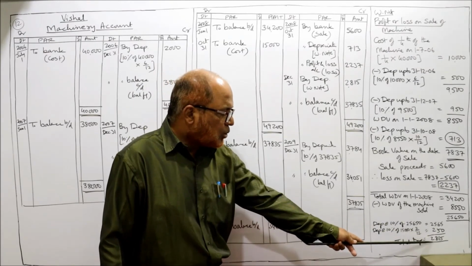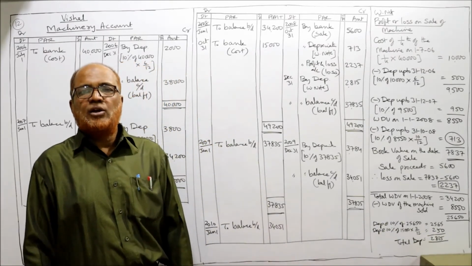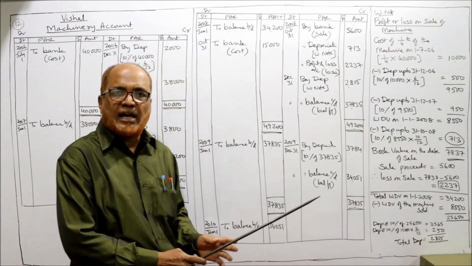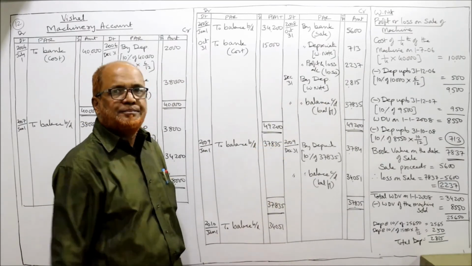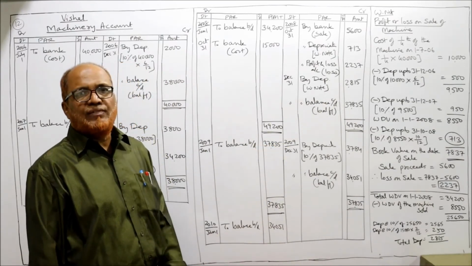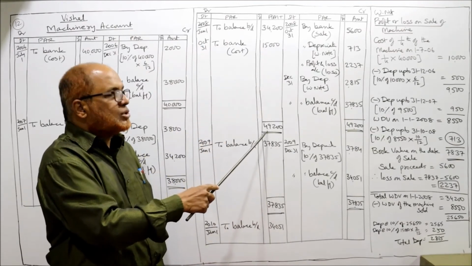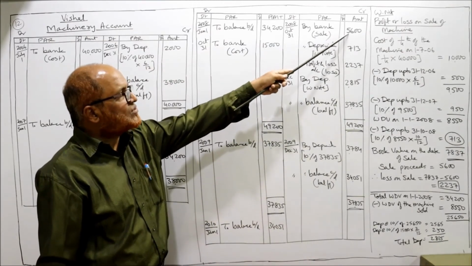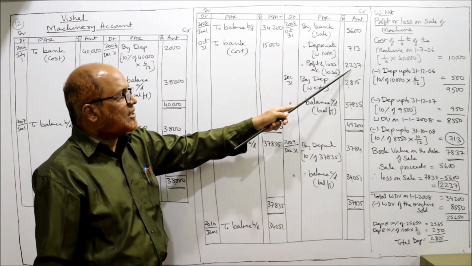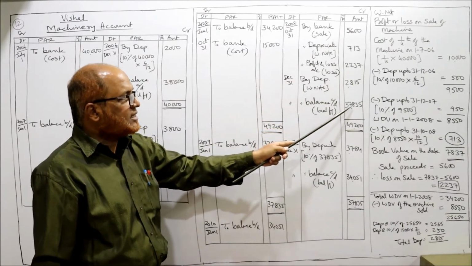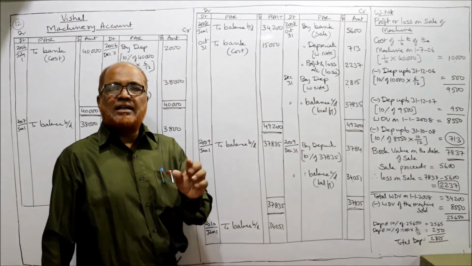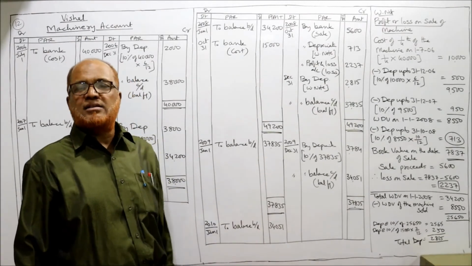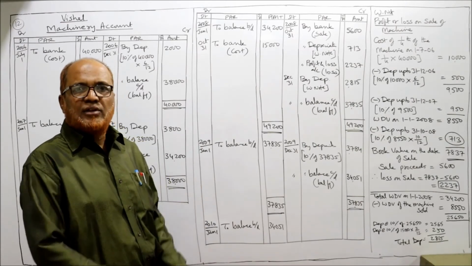Now add up both: 2,815. This is the total depreciation for the current year, 2,815. Now find out the balancing figure. Take the debit side total 49,200. From 49,200 subtract 5,600, 713, 2,237 and 2,815. That gives 37,835. 37,835 is the balancing figure, the closing balance, the value of machinery at the end of 2008.